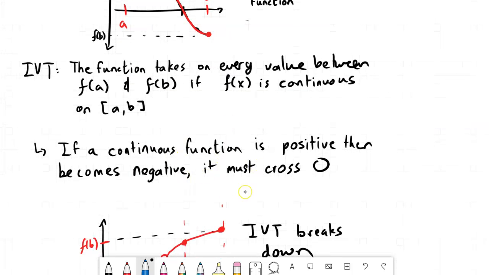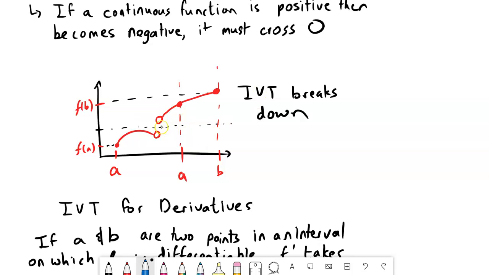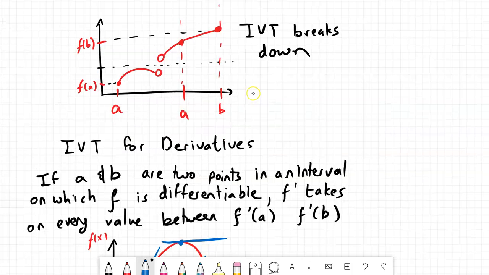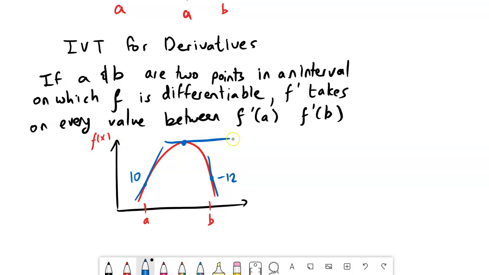So I have it right here. And we see how it can break down with a discontinuity. And then for derivatives, when we said we're typically looking for 0, this is usually the case for derivatives. If it's positive on one side and then negative on the other end, there must be somewhere in between that it's 0, or the derivative is 0. And that's the idea of the intermediate value theorem.